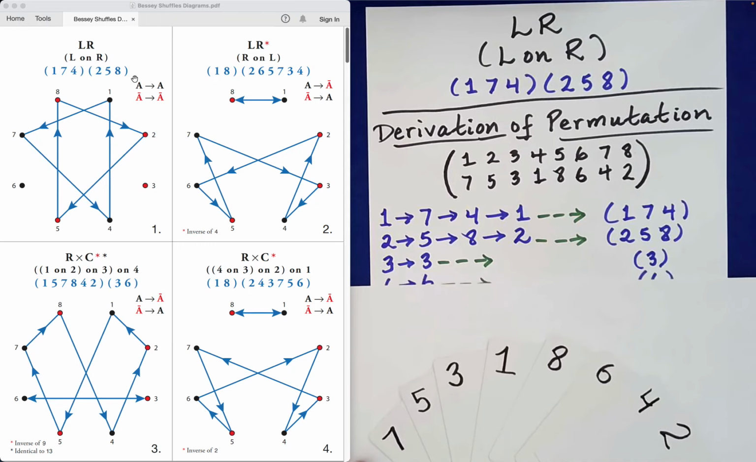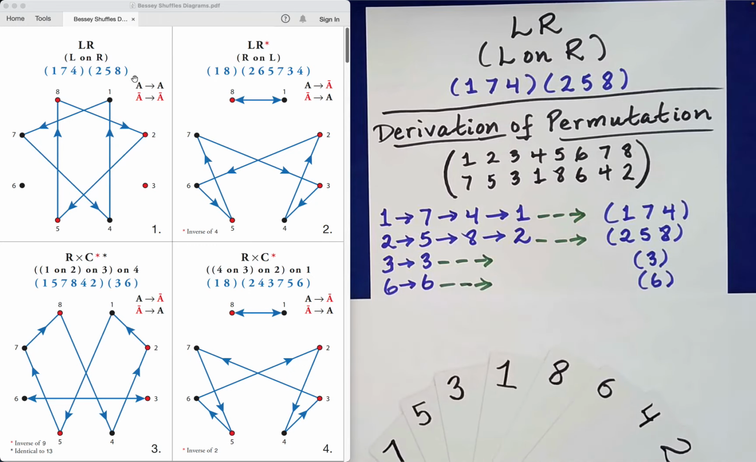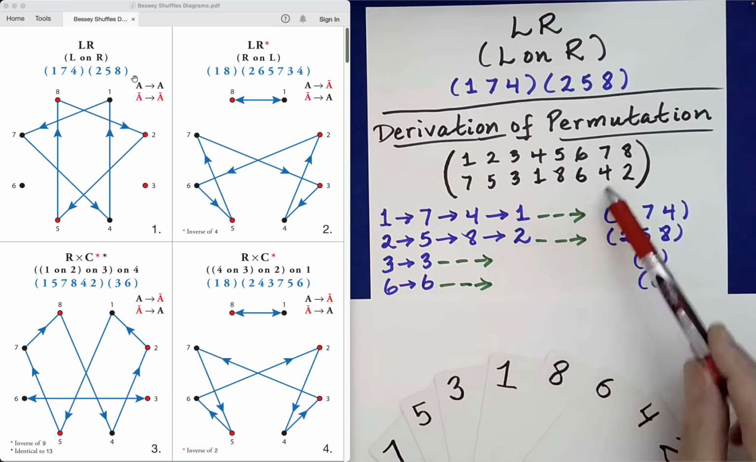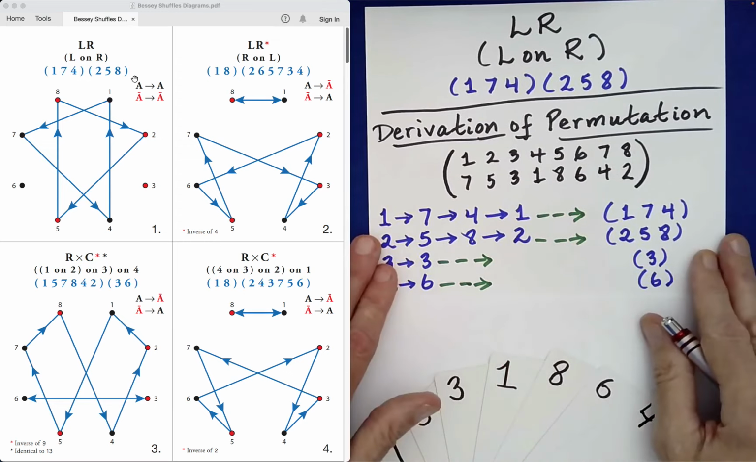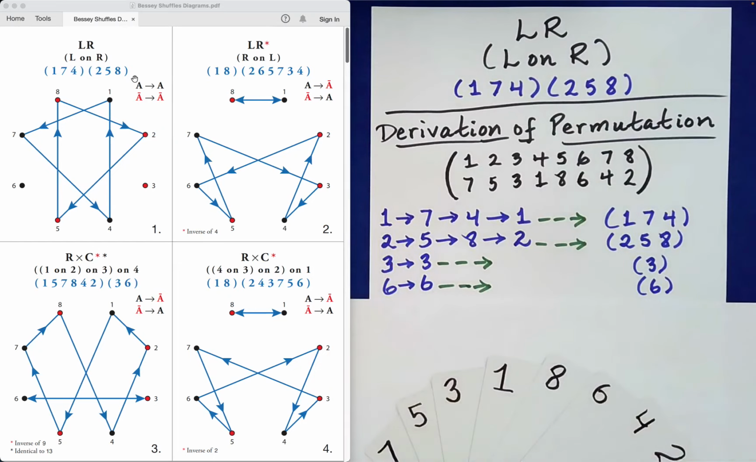The same thing happens with whatever was originally in position 6. This is position 6. It didn't go anywhere. It stayed right where it is. Despite all the movement of those cards as we're shuffling it, the cards in position 3 and 6 just arrived back where they started. They did not get moved to a new position in the end.